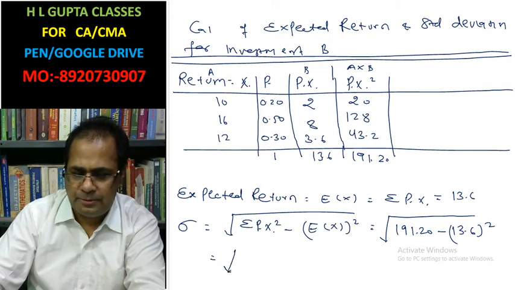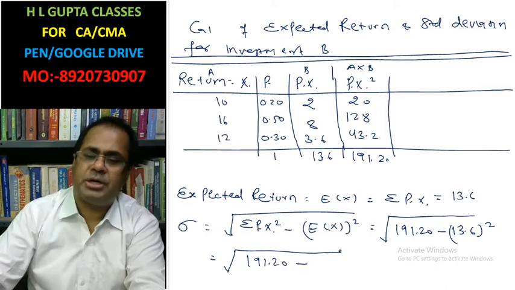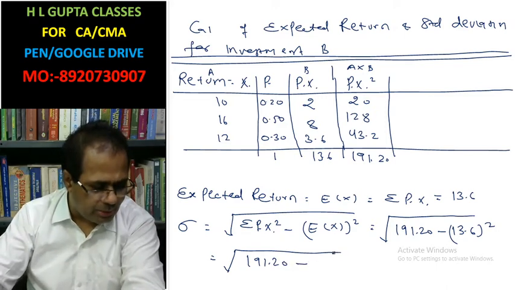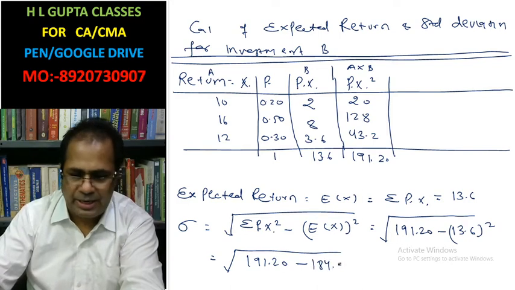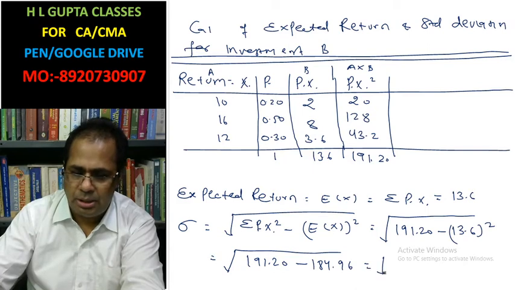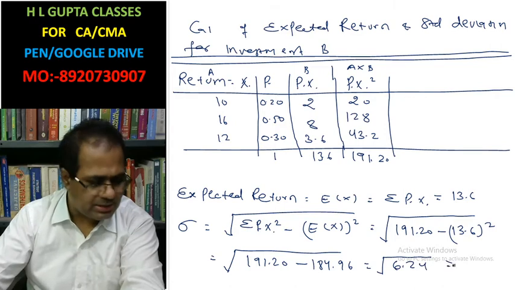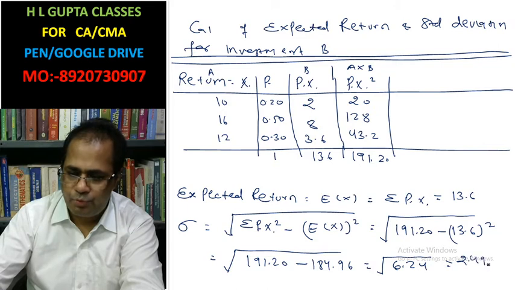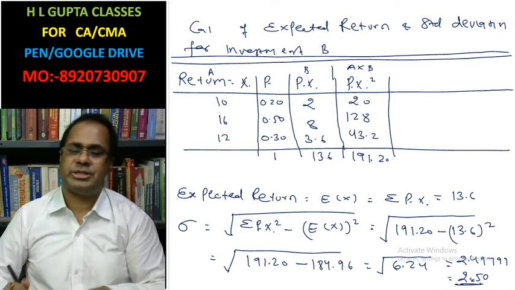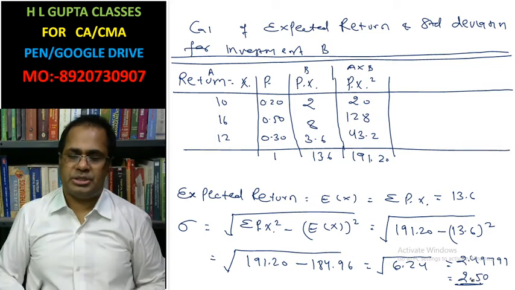So this is 191.20 minus 13.6 whole squared. The 13.6 whole squared becomes 184.96. Ultimately this comes to 6.24. The answer is 2.49799, that you can say 2.50. This is your standard deviation.